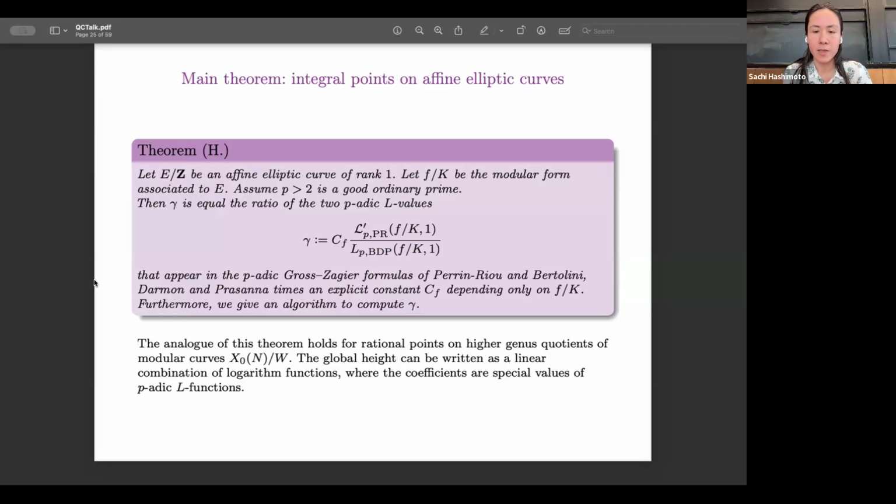So the global height in this case of higher genus can be written as a linear combination of logarithm functions, and the coefficients will turn out to be special values of p-adic L-functions. And I hope to say more about this later in the talk, depending on how much time I have left after I talk about the elliptic curve case.